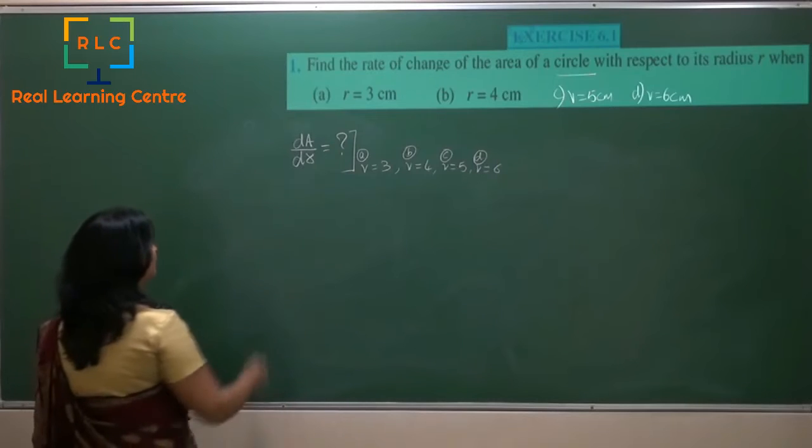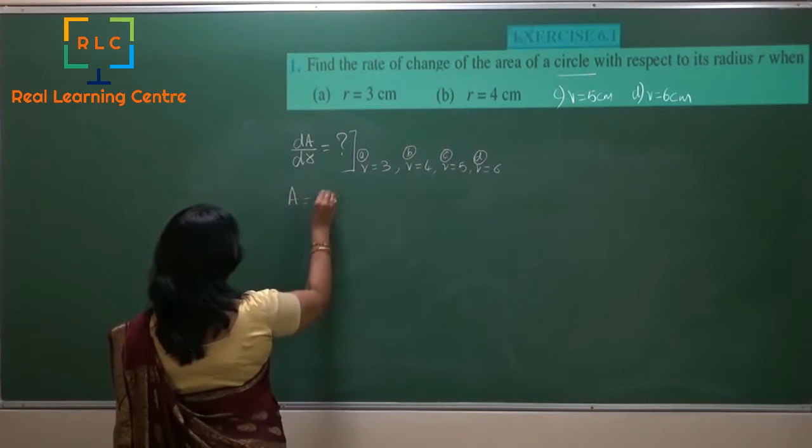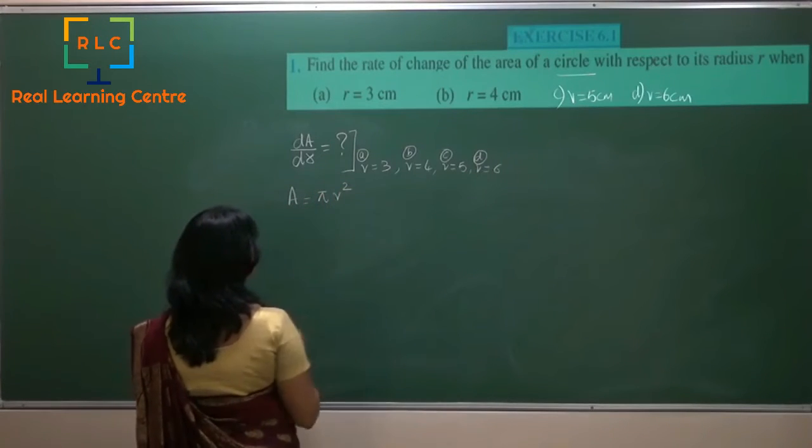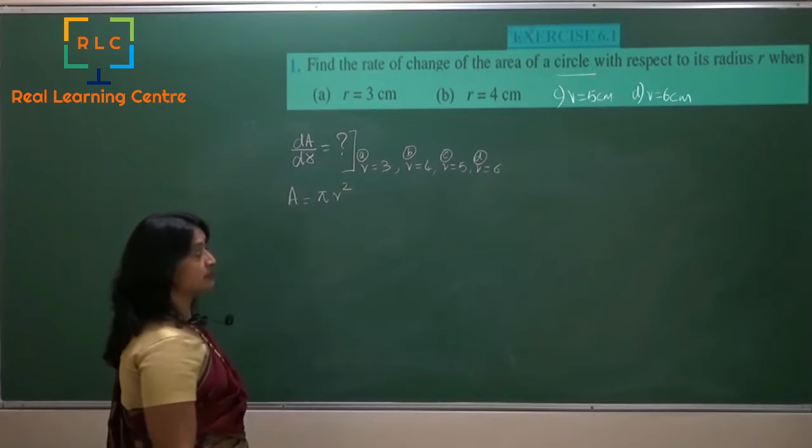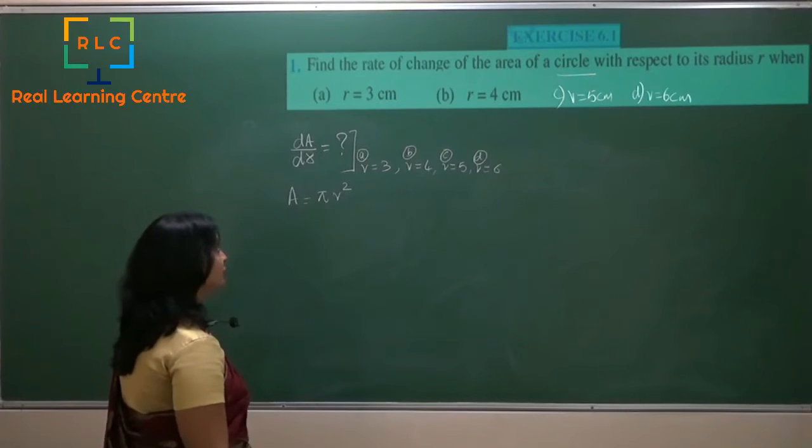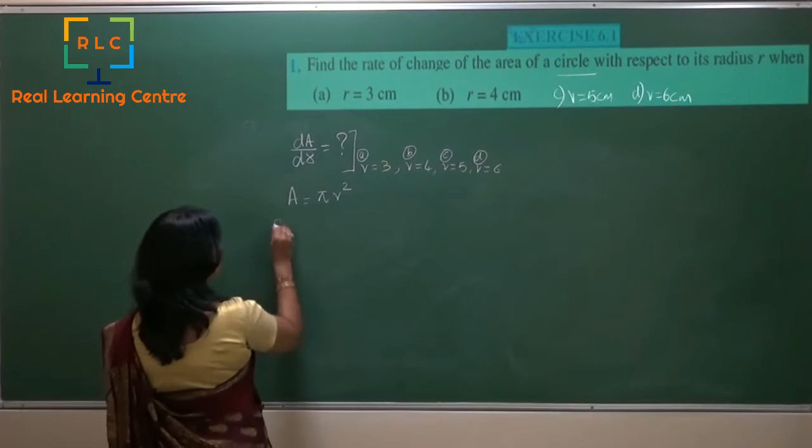Okay, and now I'll come to area of the circle. Area is equal to pi r square. I know area of the circle is pi r square, and I need to do the differentiation with respect to radius.